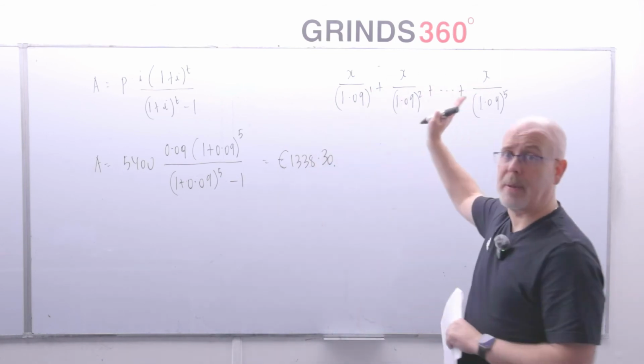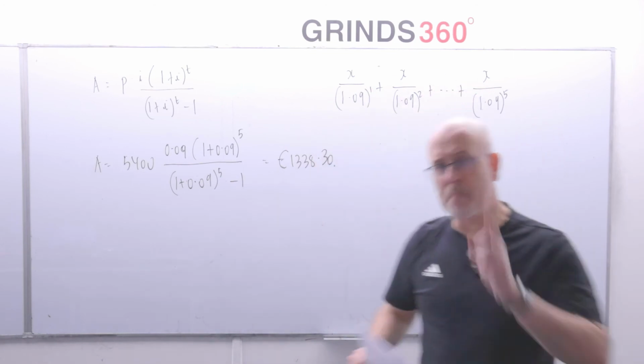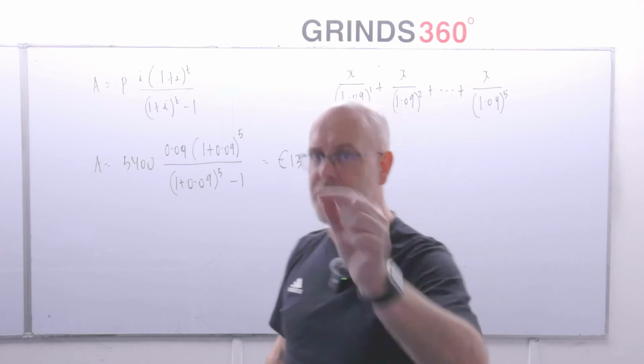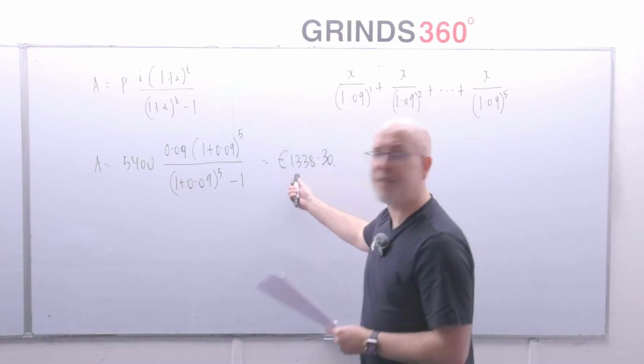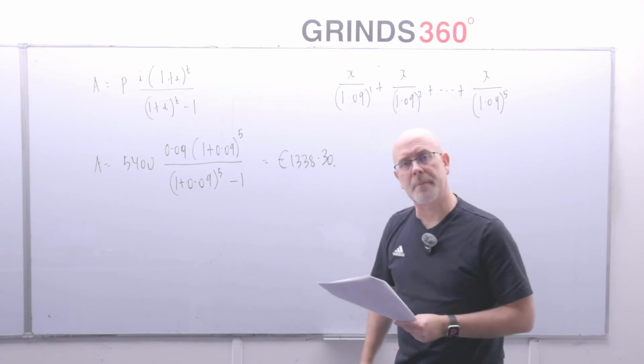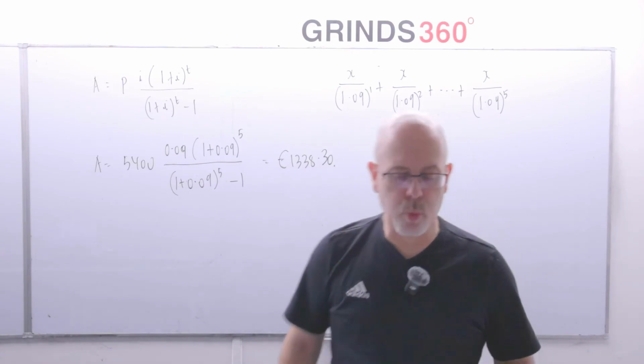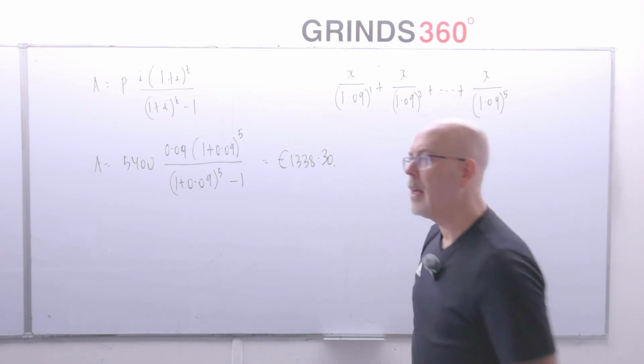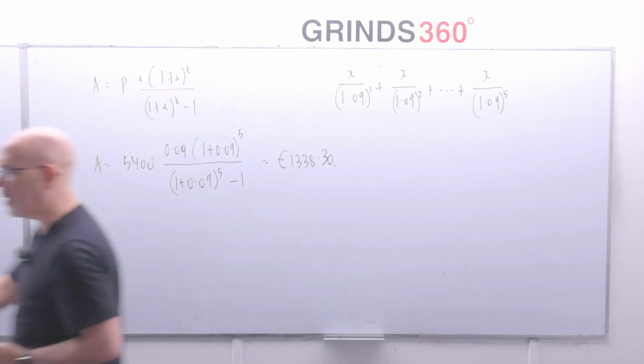That's the 'or otherwise' bit. But because it's a borrowing question and he didn't tell me I had to use sequence and series, that's faster and I'm okay using that. So the amount of each repayment there is 1338.30. Now, look at the next part of the question.